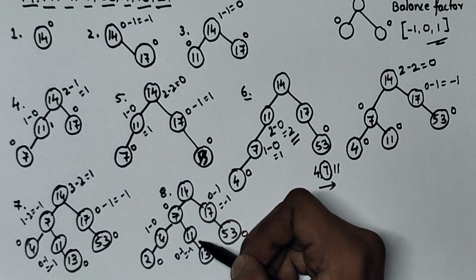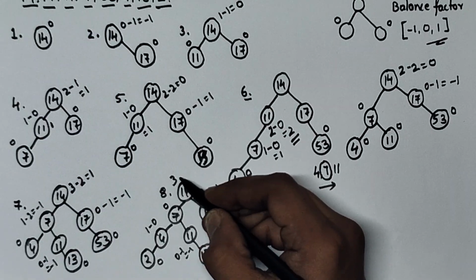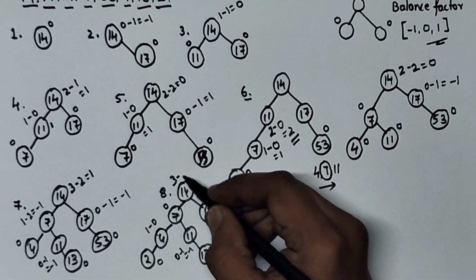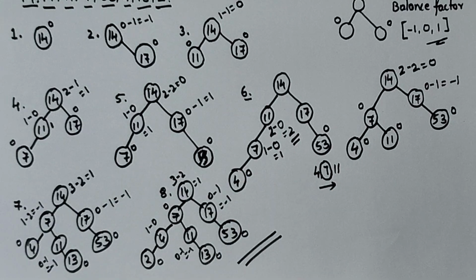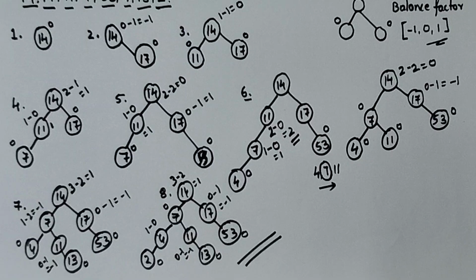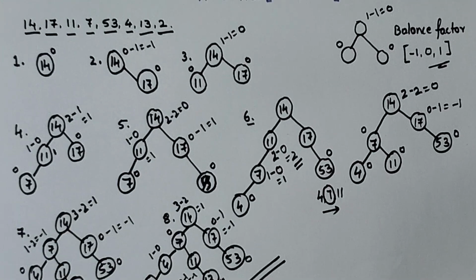Now for 14, you must take the longest path. 1, 2, 3. So 3 left children, and 1, 2, 2 right children. So 3 minus 2 will be 1. So this is the final AVL tree because it has satisfied the balance factor range also. So this is the final AVL tree after inserting the given values.